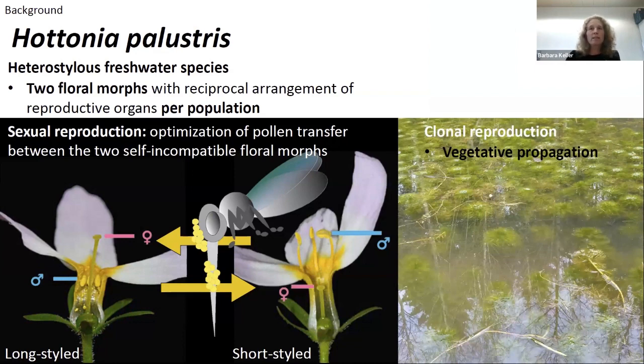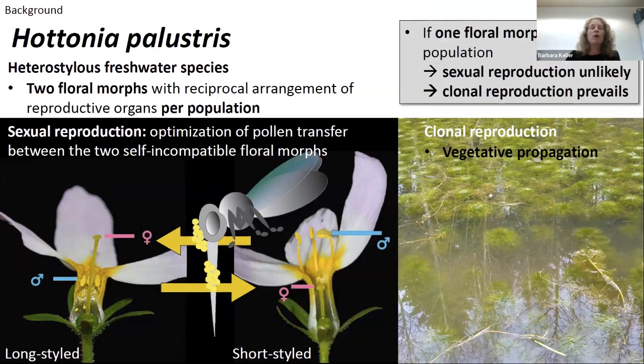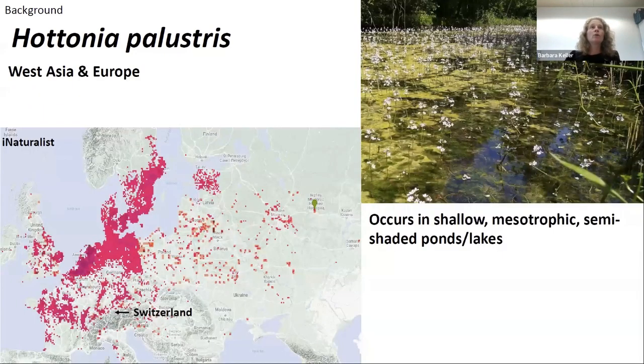And important for the species is that if only one morph is left in a population, then sexual reproduction is highly unlikely and clonal reproduction may prevail. Hottonia palustris occurs from West Asia to Europe in shallow, mesotrophic, semi-shaded ponds and lakes.